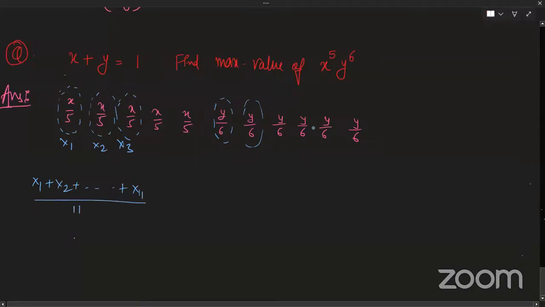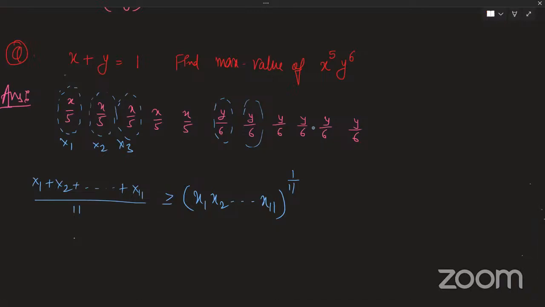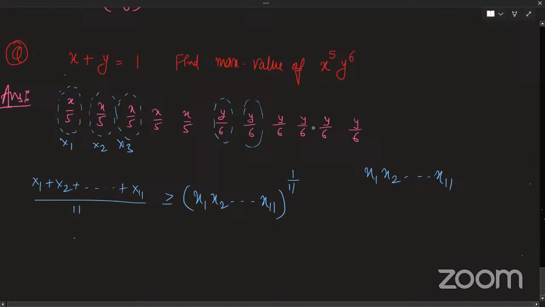x11 divided by 11 is greater than or equal to, now what will be my right hand side? It is x1, x2, so on into x11, whole raised to 1 by 11. So now tell me, what is my value of x1 multiplied by x2 multiplied by x3, so on till x11? What is it?